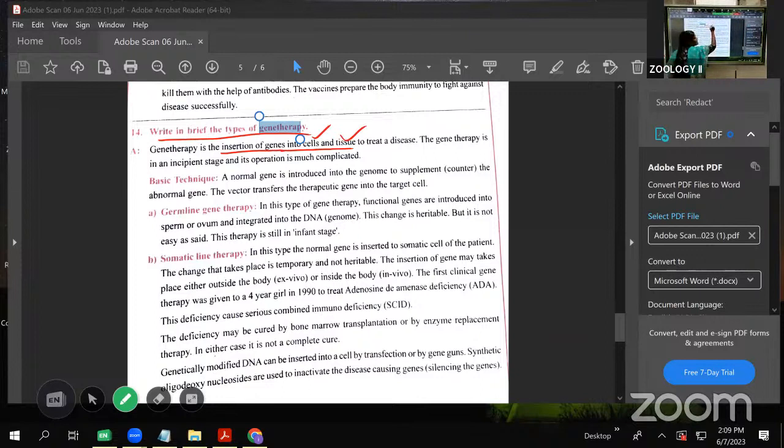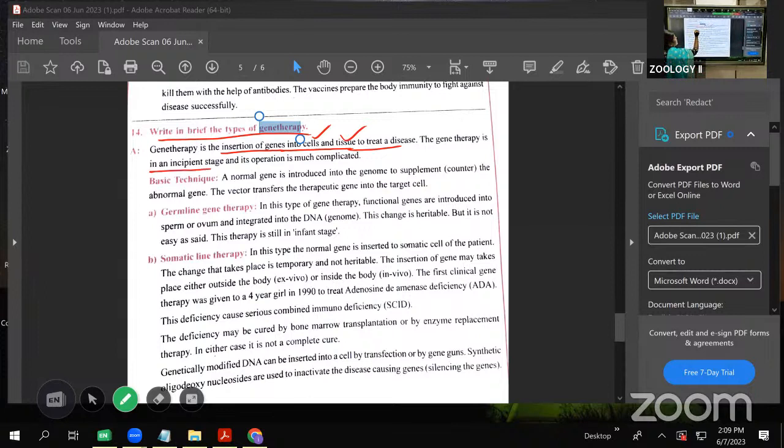The treating of the diseases. For the treating of diseases, inserting genes into tissues or cells is called gene therapy. Gene therapy, gene treatment. Genes are inserted into the cells or tissues for the treatment of the disease.